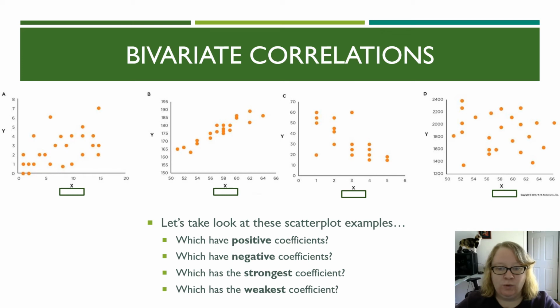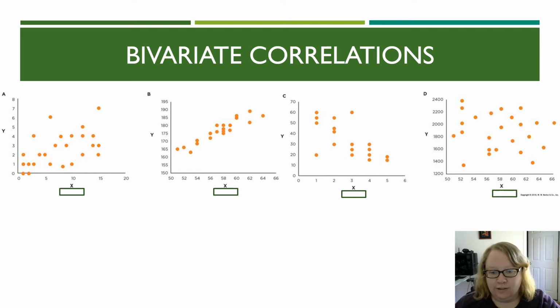Which of them has the weakest coefficient? That would be D. Okay, so as I mentioned in the previous slide, the weakest coefficient would be D, and that's because if you look at those dots, they're kind of all over the place, right? They are not very close together at all to form any kind of a line.